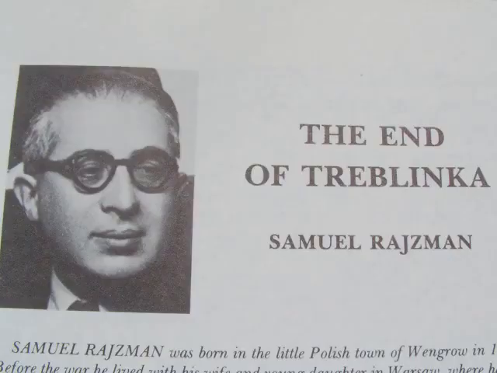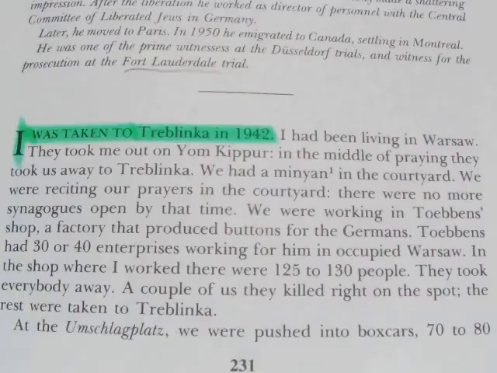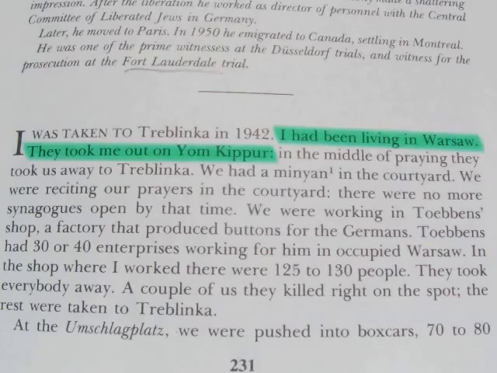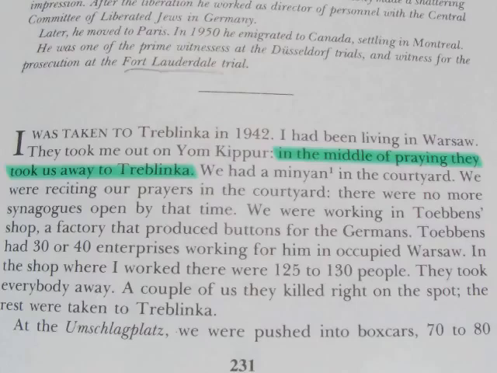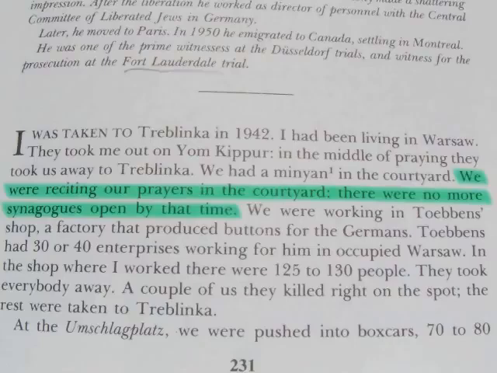Now we look in Alexander Donat's book. "I was taken to Treblinka in 1942. I had been living in Warsaw. They took me out on Yom Kippur. In the middle of praying, they took us away to Treblinka. We had a minyan in the courtyard. We were reciting our prayers in the courtyard. There were no more synagogues open by that time."